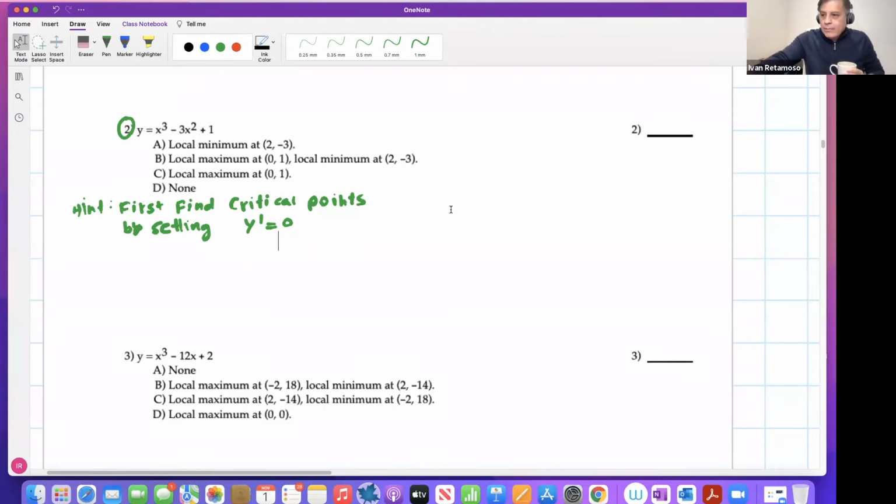Then we will go over the number line, right? We will put them there. Then using test points, we will figure out where the derivative is positive, increasing, where the derivative is negative, decreasing, right? And finally, looking at the separation between increasing, decreasing, in which order they happen, then we will get the local max and the local min.